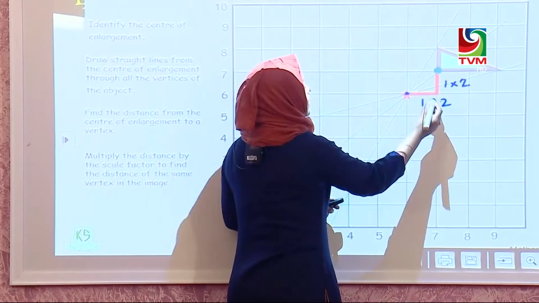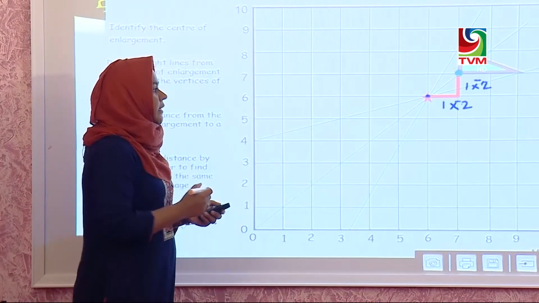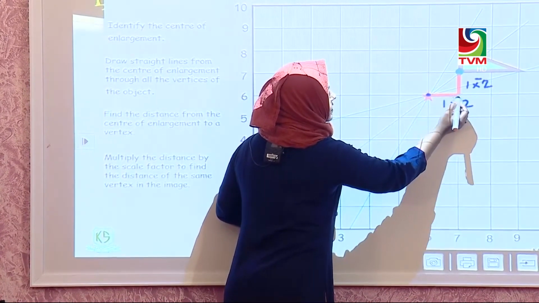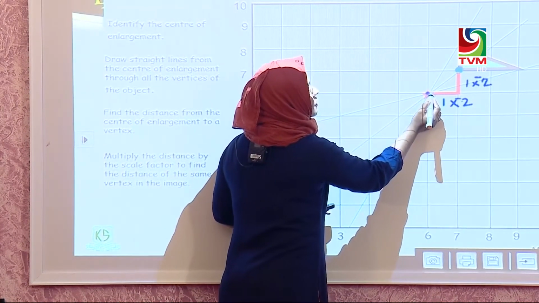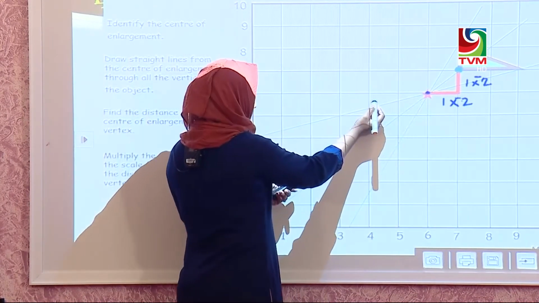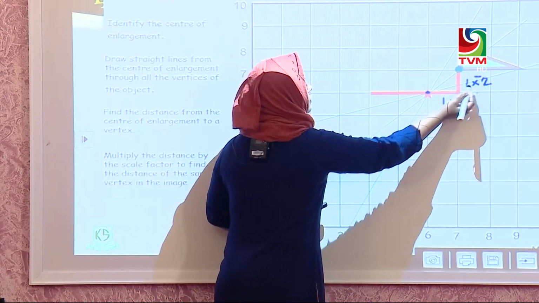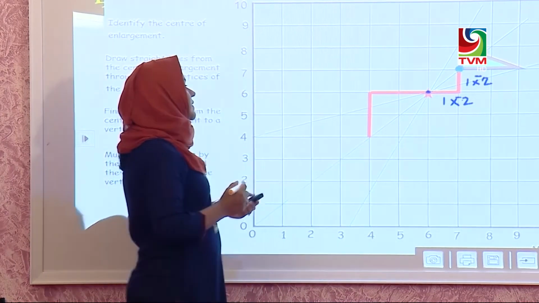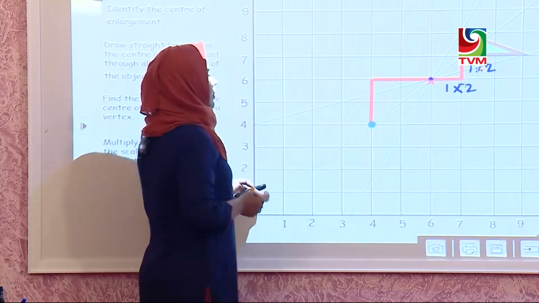Now since we have a negative value, we are going to take the distance to the opposite side. So from this point to the point here, to the right we had 1 square, multiplying by 2 it gives you 2. So we are going to take 2 squares to the left since we are having a negative scale factor. So to the left 2 squares, and vertically 1 multiplied by 2 is 2. So downwards we are going to take 2 squares because the scale factor is negative. This is where the same point on the enlargement is going to be.